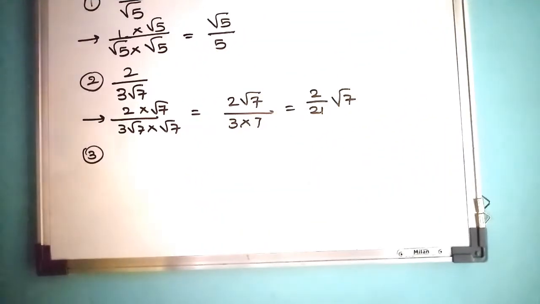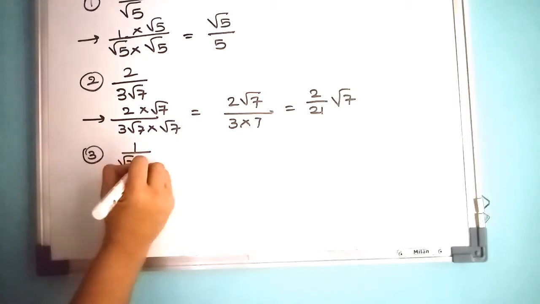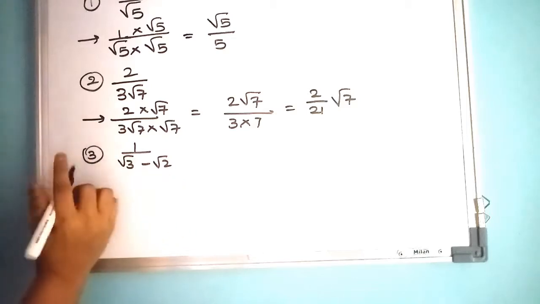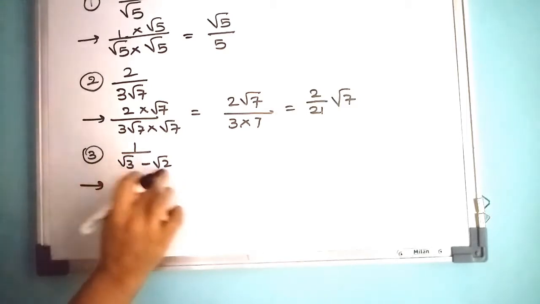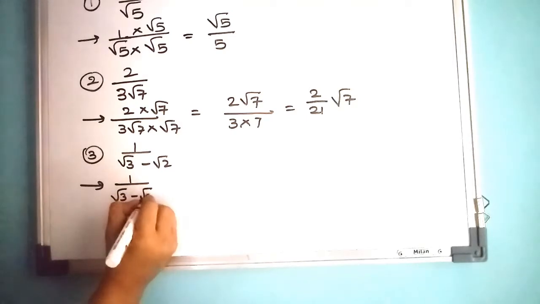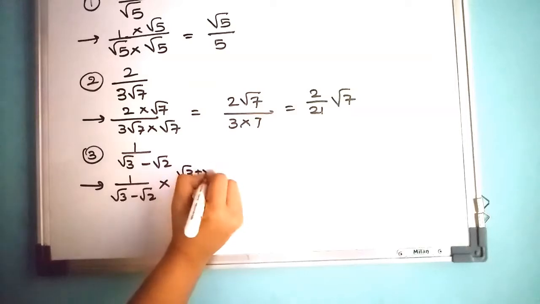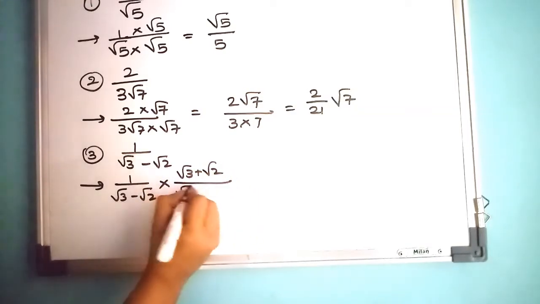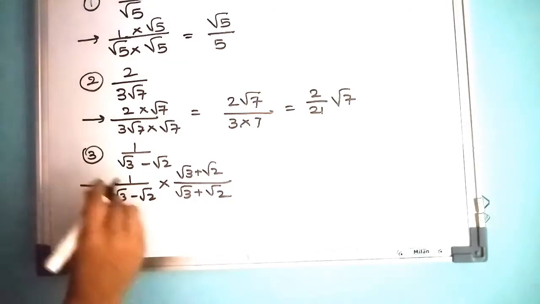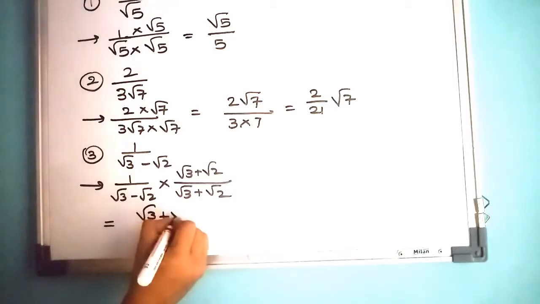Question number 3 has operated surds as denominator. So when we solve such sums, we have to take the conjugate of it. So the conjugate of root 3 minus root 2 is root 3 plus root 2. So we will multiply it to the numerator as well as denominator. Now it is just monomial to binomial multiplication.